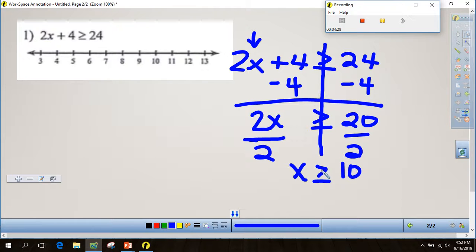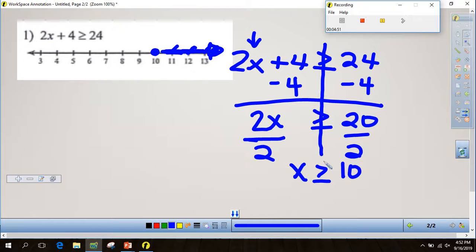Since it's equal to, I'm going to come to 10 and draw a closed circle. We want numbers that are greater than 10, so 11 is greater than 10, 12 is greater than 10, 13 is greater than 10. So that means we're shading in this direction.